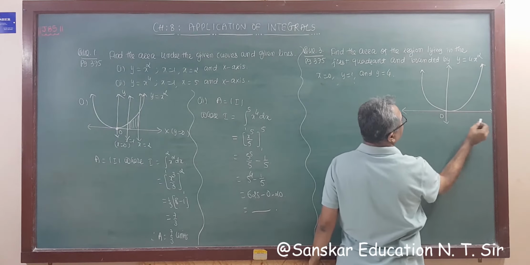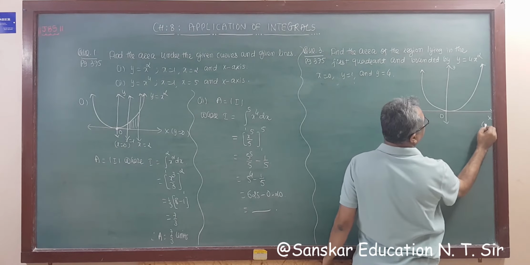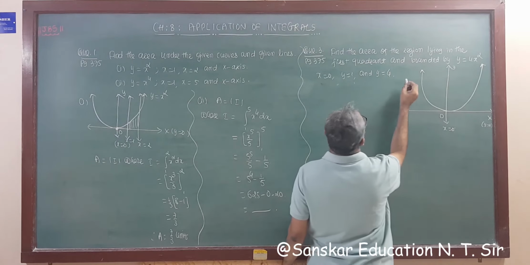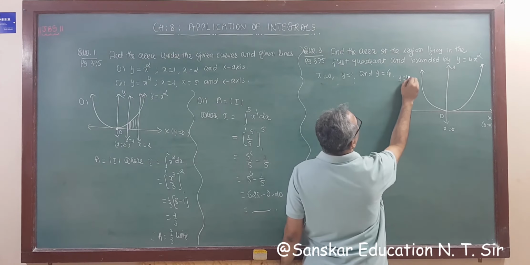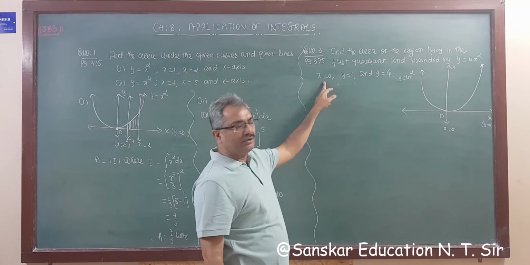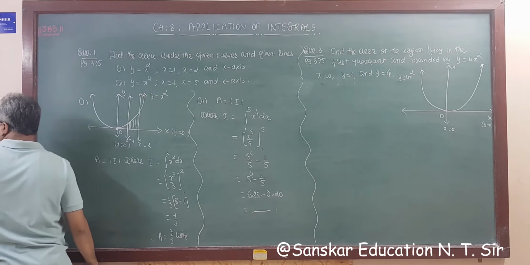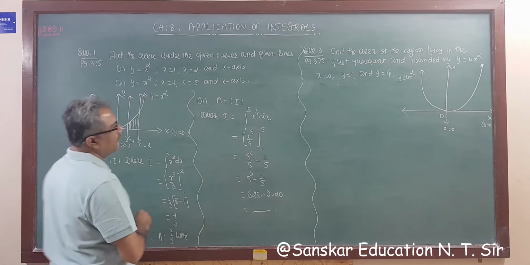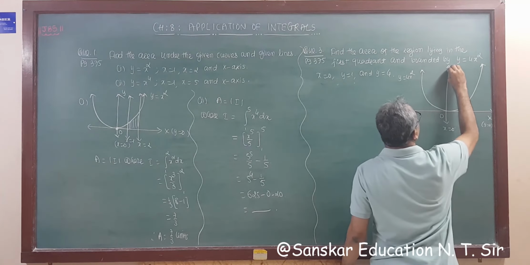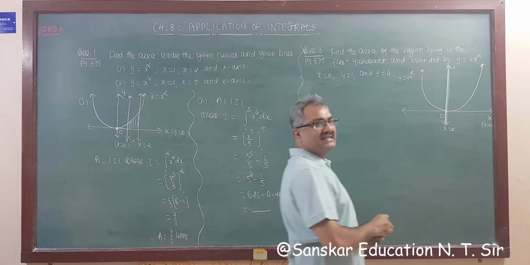This is the origin, this is the x-axis, y-axis, right? The x-axis is y equal to 0, this is x equal to 0, and this is the curve y is equal to 4x square, right? So the first line is x equal to 0. So we have to draw the graph of x equal to 0. That is, x equal to 0 is this line.